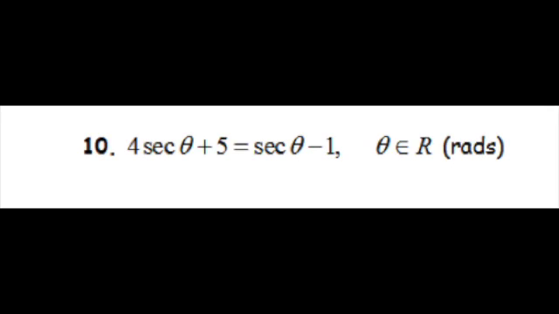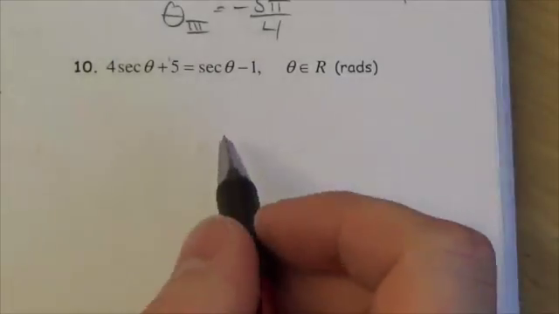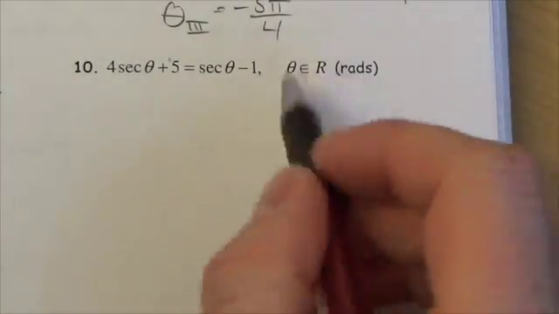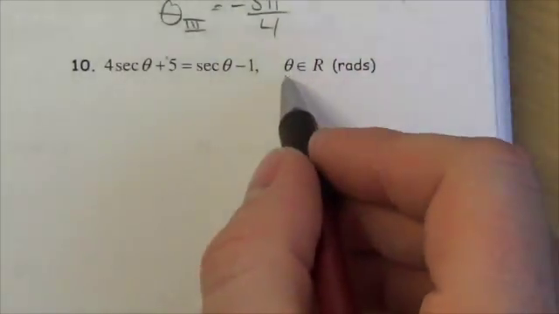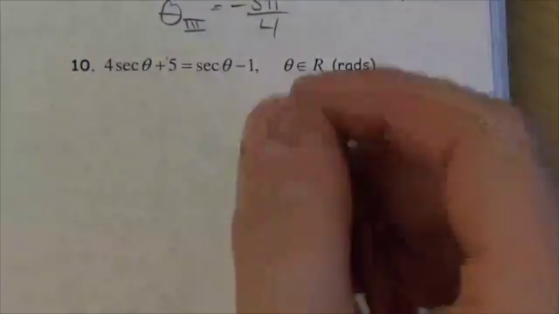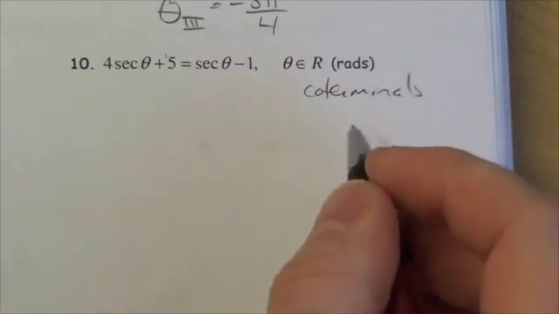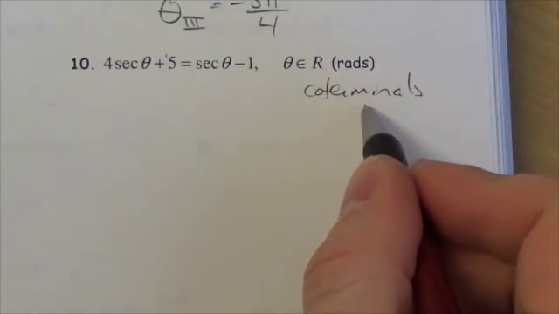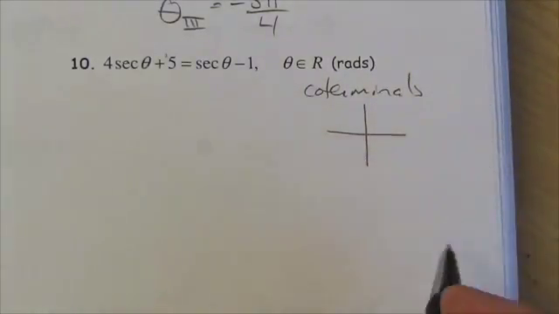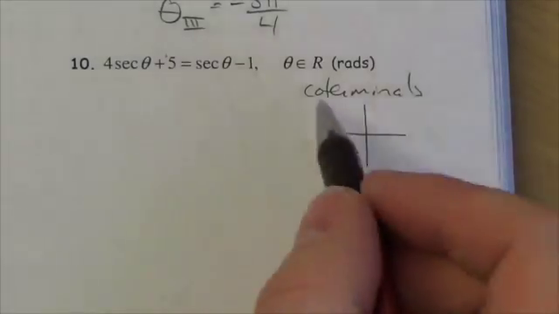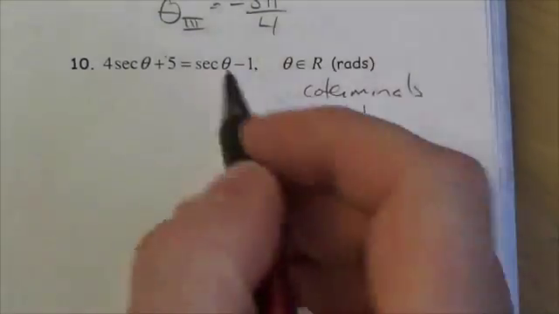4 secant of theta plus 5 equals secant of theta minus 1, where theta is over all real numbers. So now in this case, notice that the domain is now wide open. It's an element of the reals, which means we're looking for coterminal angles. Okay. Now I'm still going to take a look at what quadrants my answers are going to show up in, but I'm looking for coterminal angles at the end here.